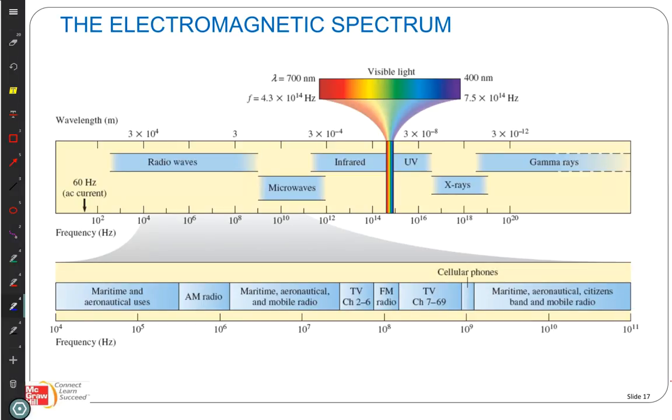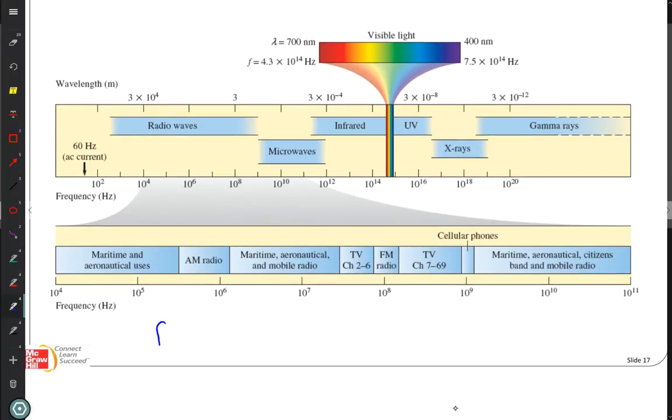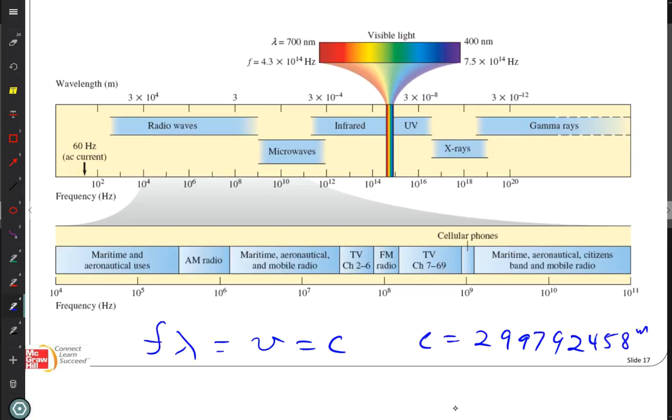So continuing on with our spectrum, we have the relationship we've already learned that frequency multiplied by wavelength is equal to the speed. Now for light waves, we use C as the symbol for the speed of light. The speed of light is 299,792,458 meters per second exactly. That is defined as a constant, and the meter is a derived value. The meter is based on the speed of light.